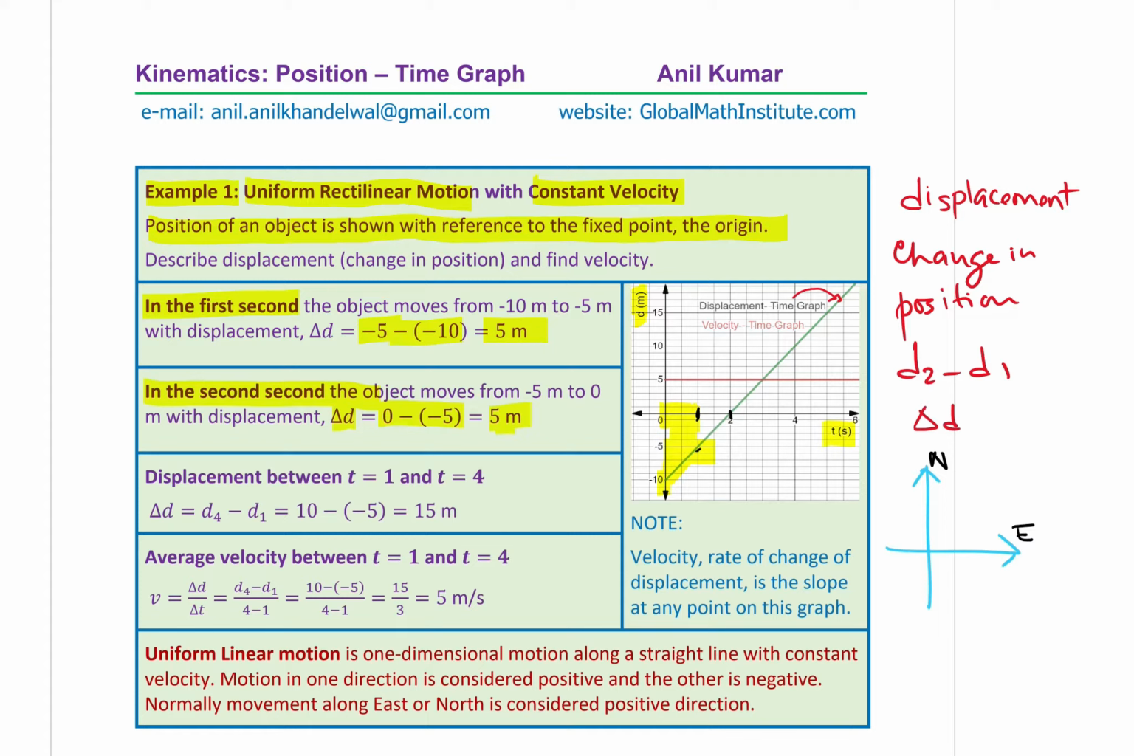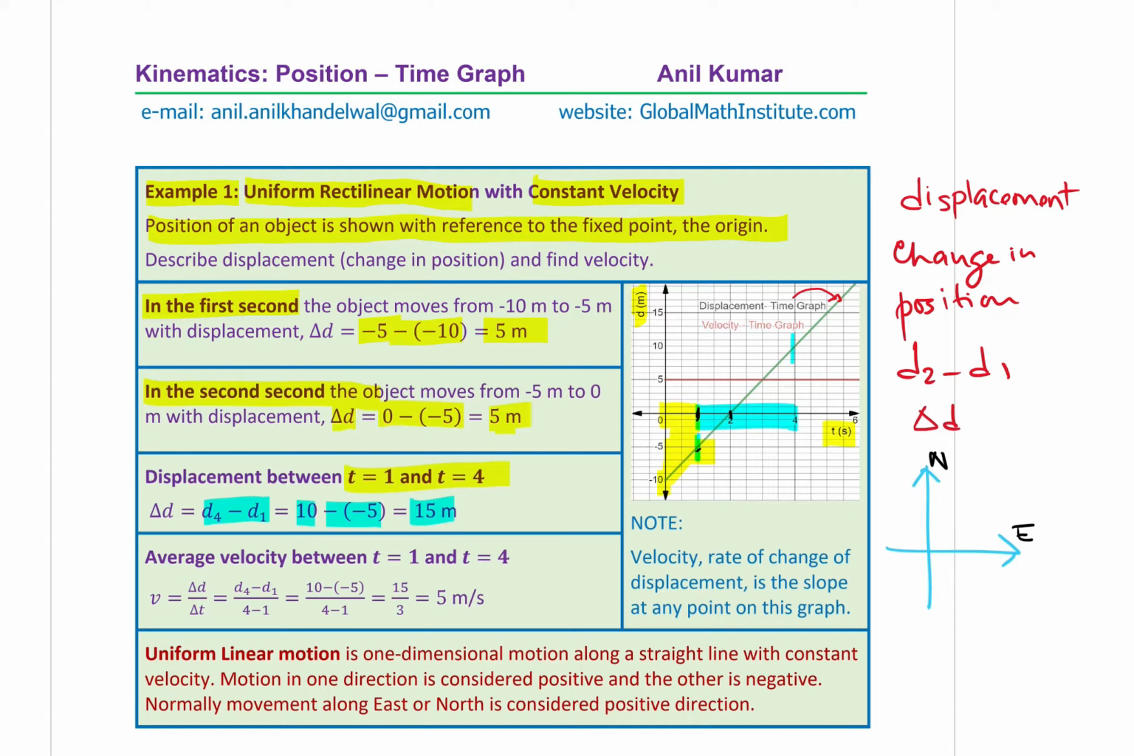Now let's find the displacement between time t equals 1 to time t equals 4. So between time 1 to 4, that is this much. The displacement, as you can see here, reflects the displacement on the straight line shown as the graph for displacement. Okay, so d4 minus d1 is 10 minus minus 5. That gives us 15 meters.